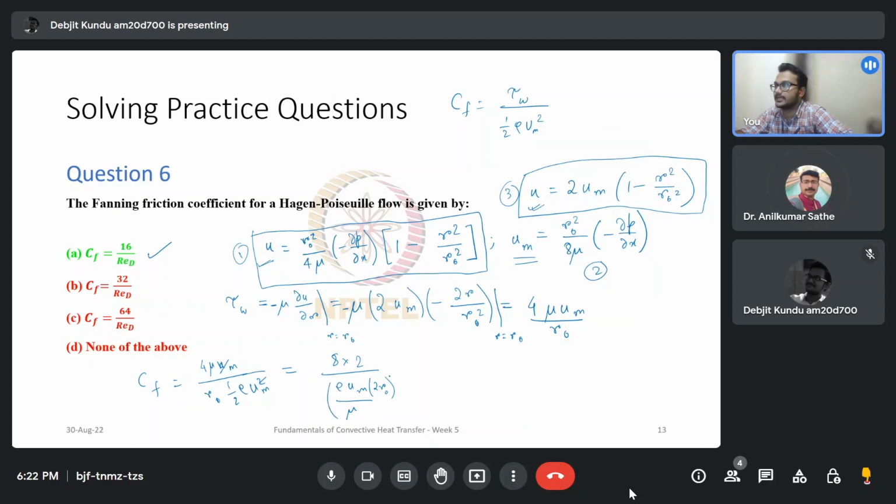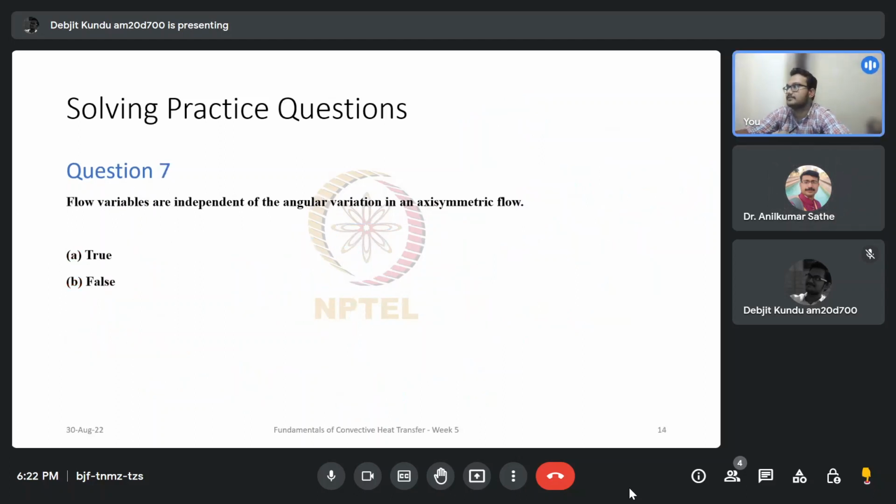And this entire thing can be written as the Reynolds number with respect to diameter, since we are using this 2 R naught. So CF becomes 16 by Re_D, which is option A. So this is the derivation. Moving on to question number 7.